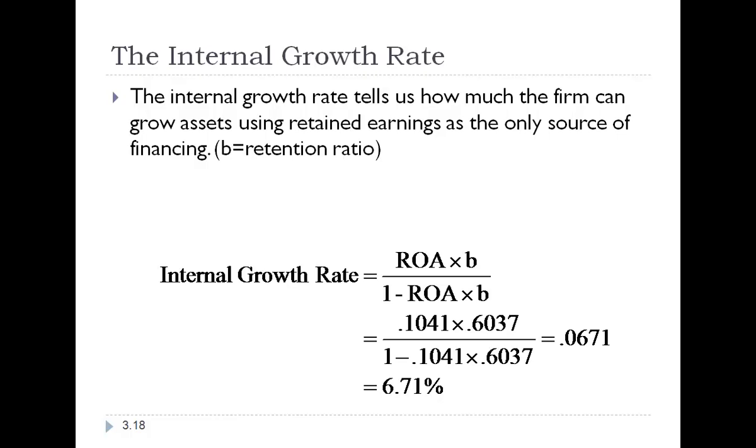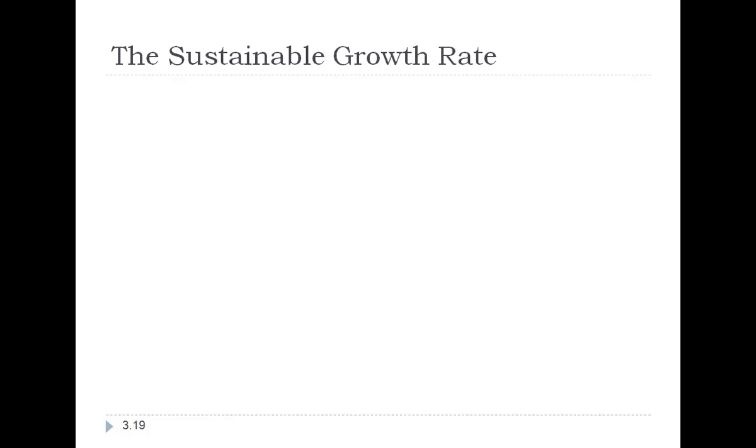There's a simple way to calculate it. This is a tool used to help estimate or forecast for a company. We would simply say that you would take the return on assets of the company times the retention ratio, represented by the lowercase letter b here, and divide it by 1 minus the same number. So in this example, we would estimate that the company could grow at about a 6.7% rate just by using retained earnings to finance its own growth, and it won't overextend itself.